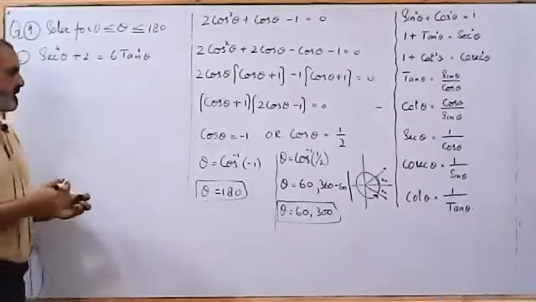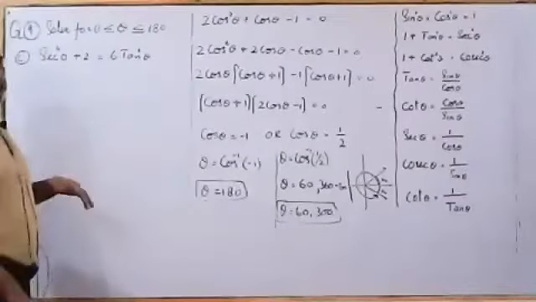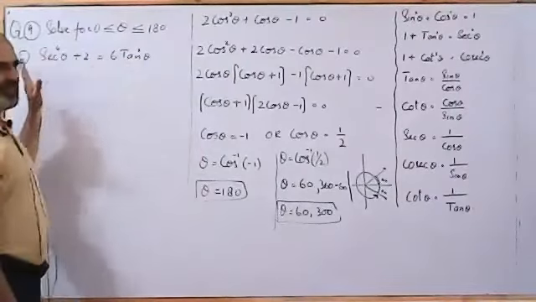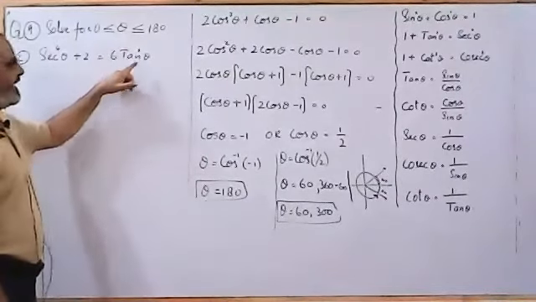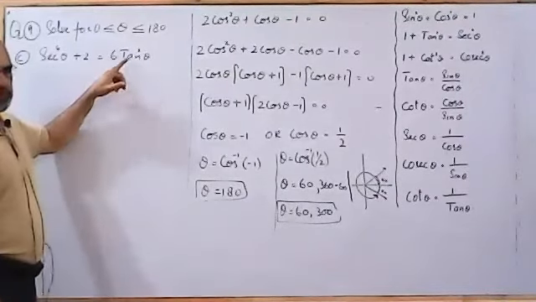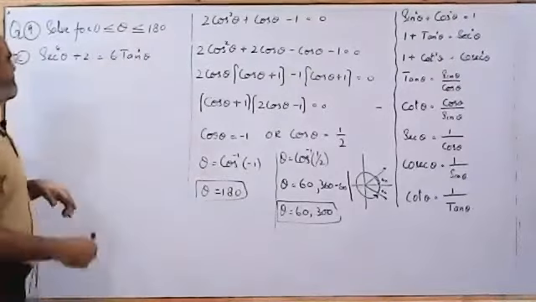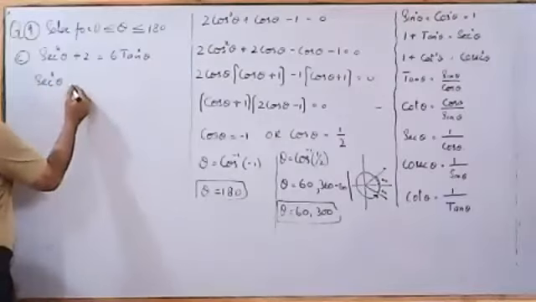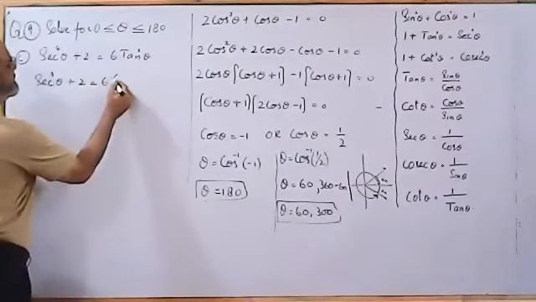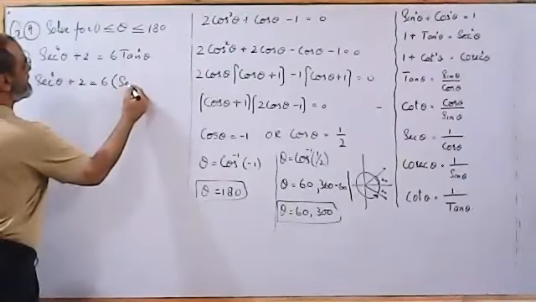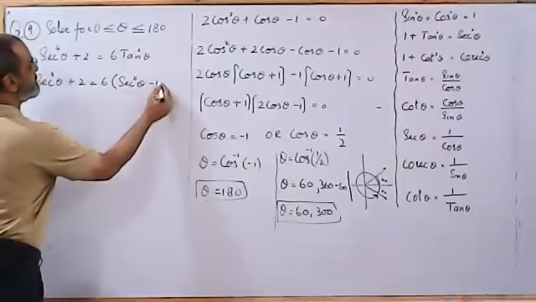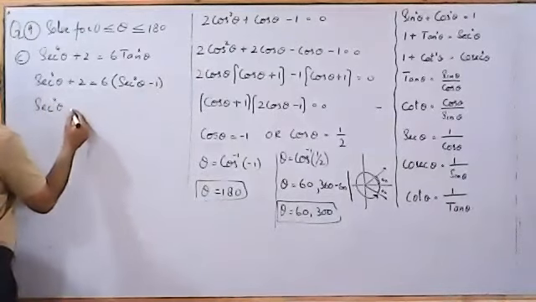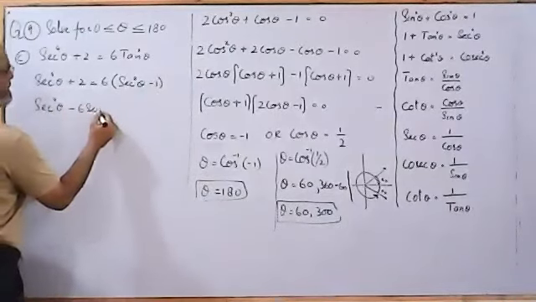Again, my first objective is to have a single trigonometric ratio here, either all secants or all tans. I can change secant into tan, or I can change tan into secant. So I am going to change tan into secant. Secant 4 theta plus 2 is equal to 6 into secant square theta minus 1.